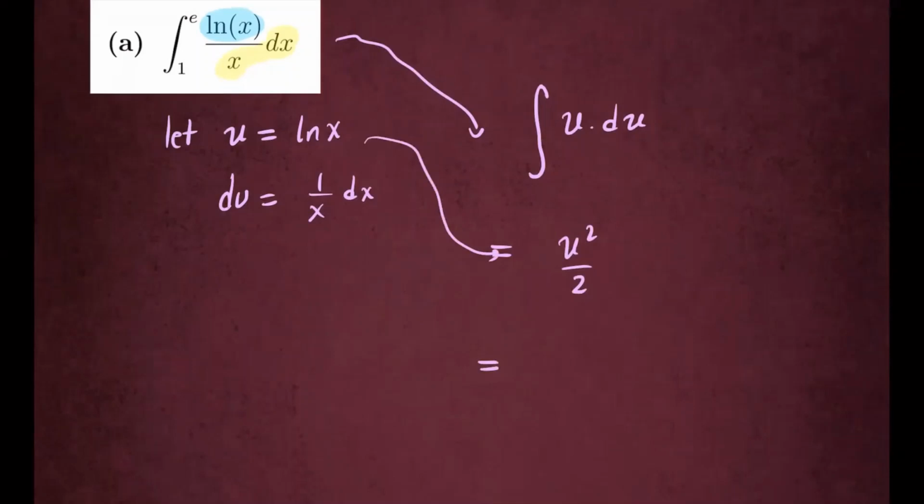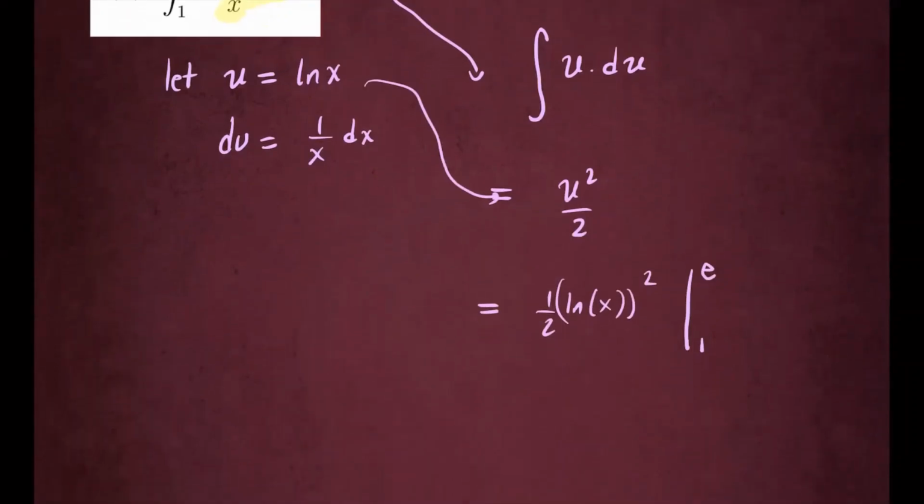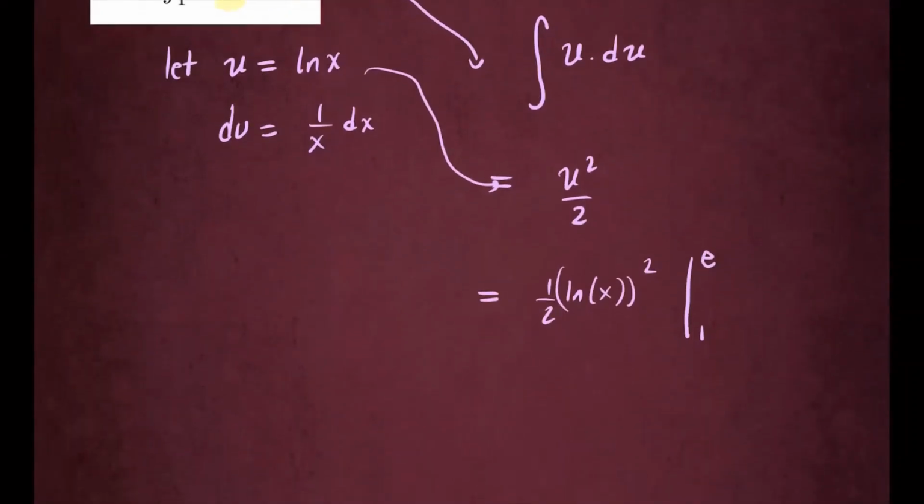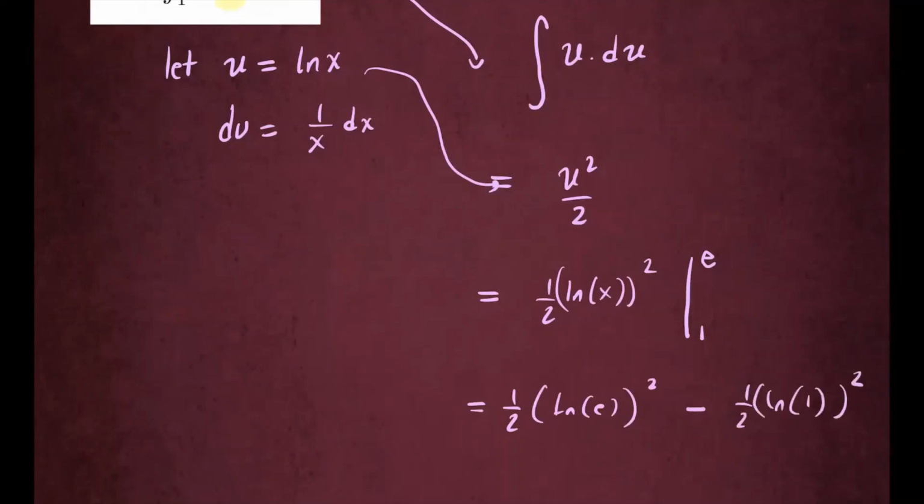So u is ln of x. This is ln of x squared. So 1/2 ln of x squared. And now we can put the limits of integration, which are 1 to e. So now we plug in the upper limit first. This is 1/2 ln of e squared minus the lower limit, 1/2 ln of 1 squared.